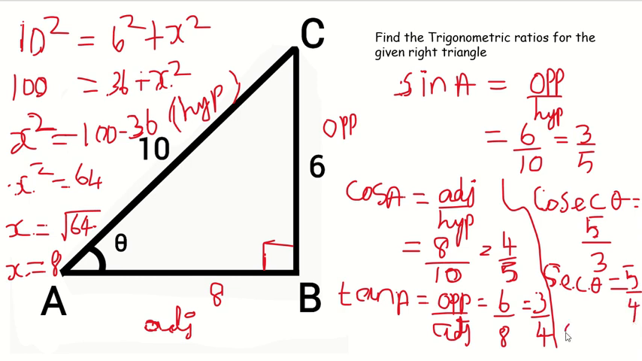Then what about cot theta? Cot theta is nothing but the reverse of tan theta. As we got tan theta as 3 by 4, cot theta is 4 by 3. So this is the way you can find out the missing side and find the trigonometric ratios.